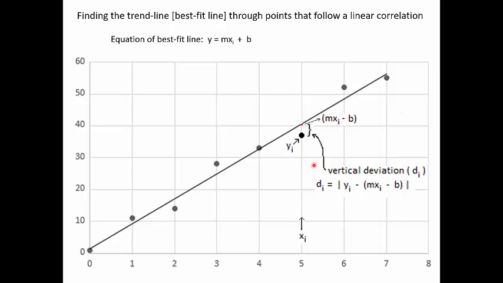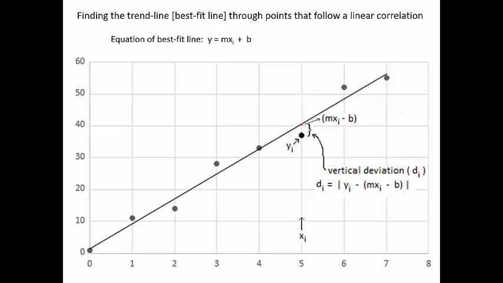Now we speak of the vertical deviation, or d sub i, for a given point. This is the difference between the y-coordinate of an experimental data point y sub i and the y-coordinate for the point on the best fit line directly above or below the experimental data point. The method of linear regression works by finding the line that minimizes the vertical deviations in the plot. Specifically, it does this by minimizing the sum of the squares of the vertical deviations.